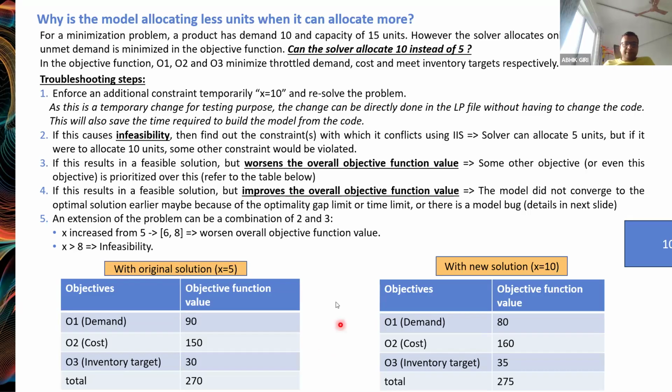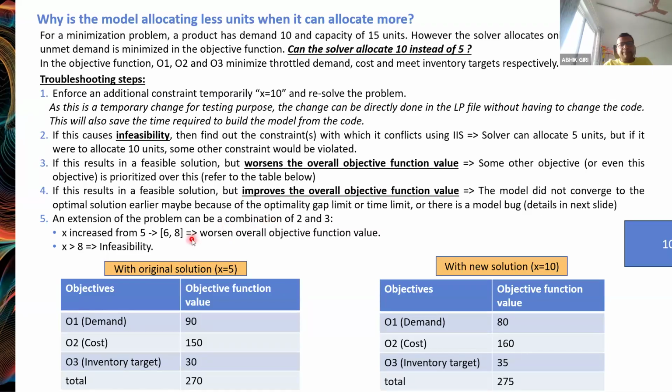Now, the third thing that might happen is that when you set x equal to 10, it actually improves the overall objective function value. That means you're getting a better result with x equal to 10 than with x equal to 5. In that case, you can conclude that either there was a bug in the code, or the model did not converge to the optimal solution earlier because of the time limit or optimality gap limit that you had set. We will look at that in the next slide.